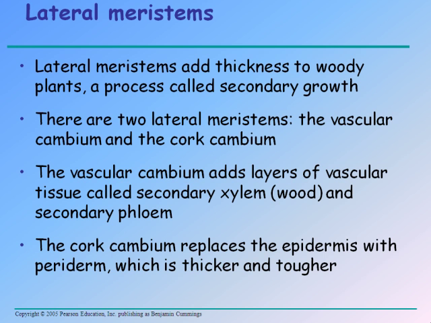Okay, lateral meristems add thickness to woody plants, a process called secondary growth. And there are two lateral meristems, the vascular cambium and the cork cambium, okay? So the vascular cambium adds layers of vascular tissue called secondary xylem or wood and secondary phloem. The cork cambium replaces the epidermis with periderm, which is thicker and tougher. So these two cambiums add to secondary growth.